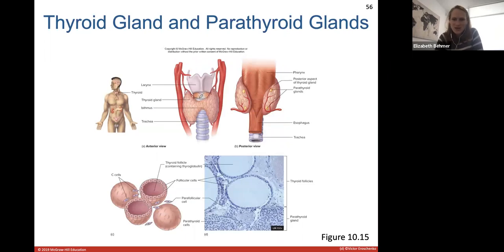Here we see your thyroid gland. It's kind of a butterfly-shaped gland located right below your thyroid cartilage where you'd feel your Adam's apple. And then on the back of the thyroid gland, you see the parathyroid glands, as shown here, they're little yellow pea-shaped sizes. And then you see the different cells, parafollicular cells and parathyroid cells producing the different hormones. So that's your thyroid gland and your parathyroid gland.